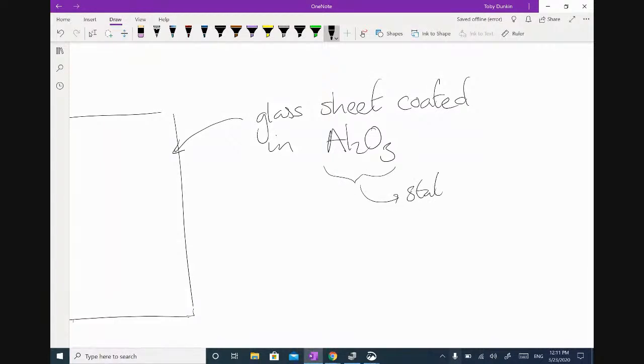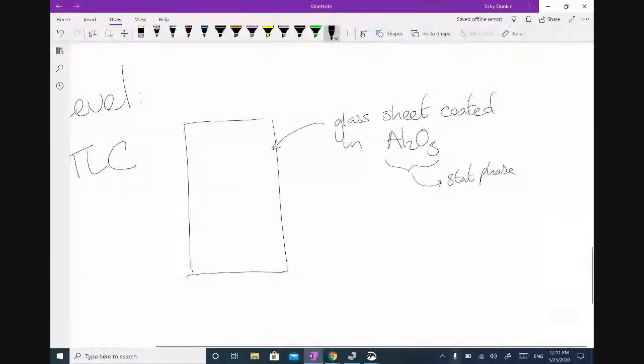This is the stationary phase. If people are wondering what the glass sheet is about, the glass sheet is just a substrate. It's just something to hold it. That is all.